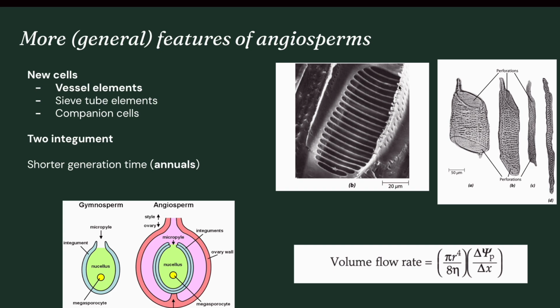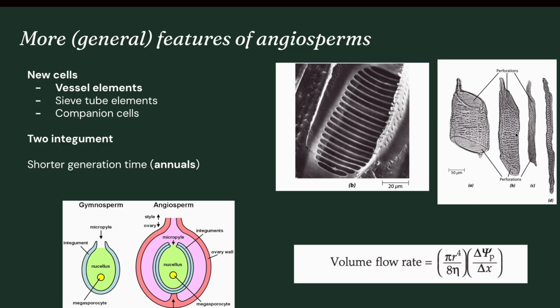so they have open ends with these, called perforation plates, that have no membrane at all, and they can be stacked. Imagine stacking a bunch of cylinders that creates a really big tube, and if there's no membrane, then fluid can pass freely through these tubes, and so water transport is much more efficient in angiosperms thanks to these vessels.